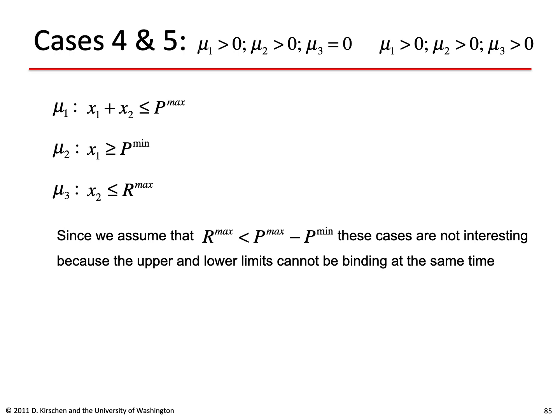Cases 4 and 5 correspond respectively to mu1 and mu2 positive and mu3 equals 0, and to all three Lagrange multipliers being positive. Now, these cases are not interesting because we have assumed that the ramp rate limit is the difference between the maximum and minimum output of a generator.